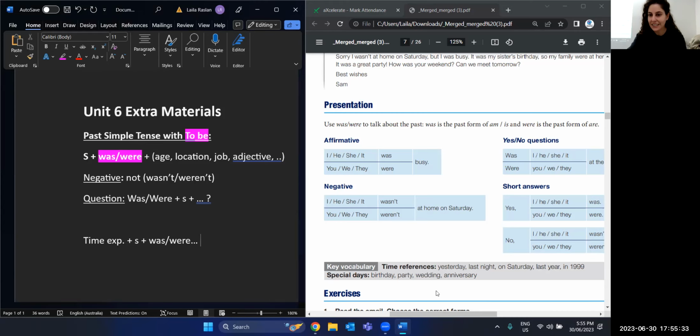So we look here: yesterday, last night, on Sunday, last year. You can say the year, in 1999. You can even say the special day, on Christmas, my last anniversary. My wife and I were in France. So you can even talk about the special occasion, the special day.